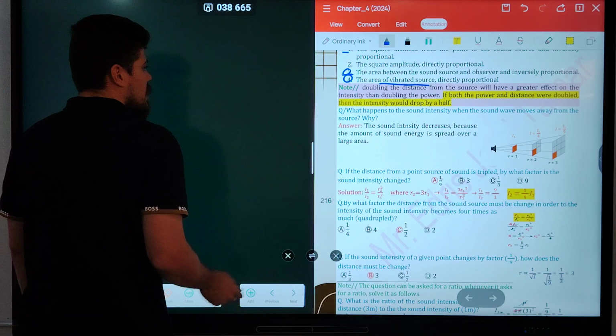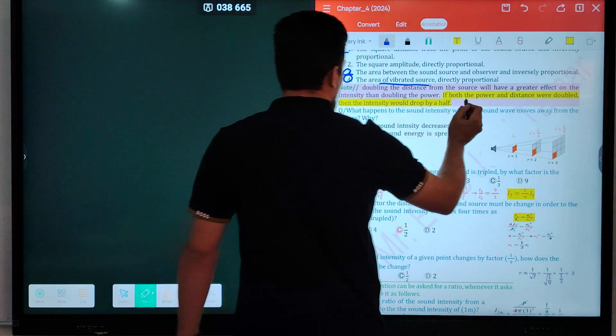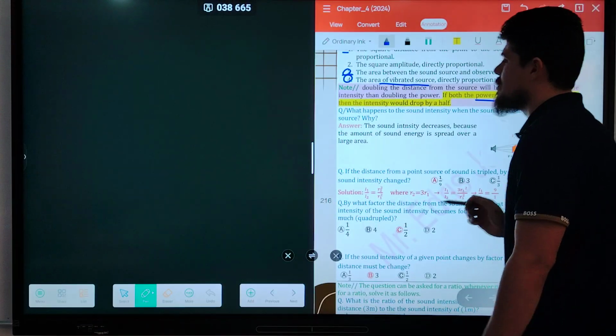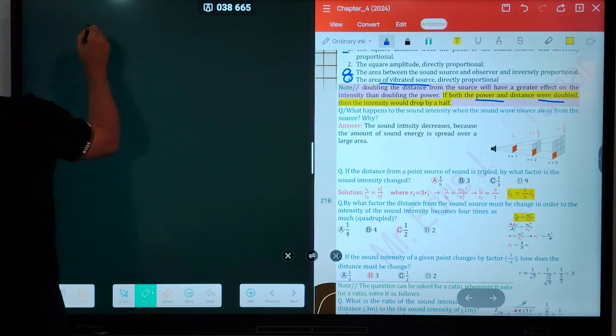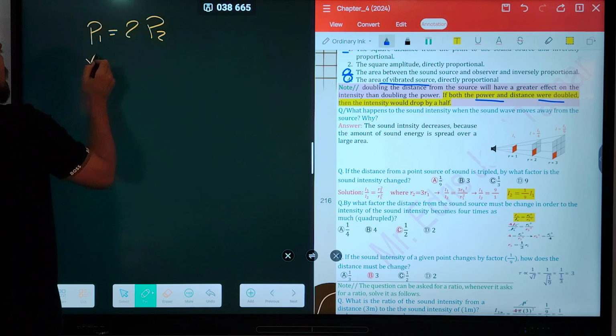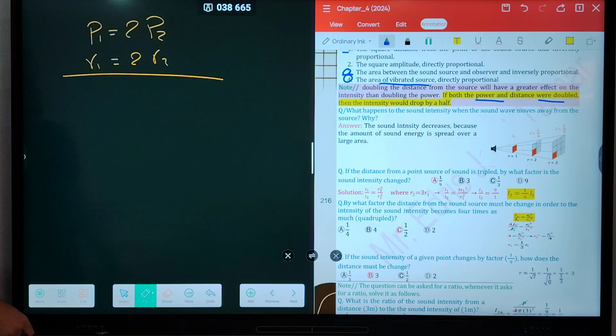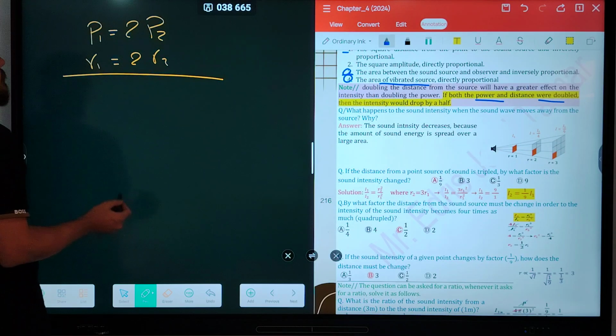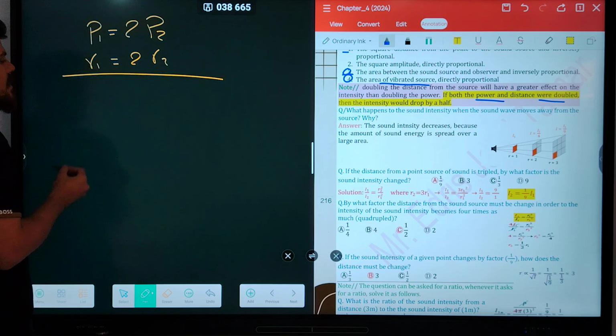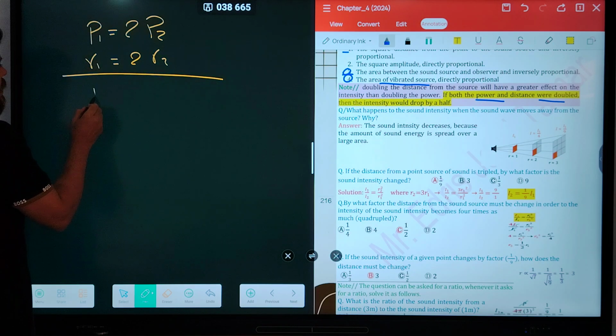Like for example, if both power and distance were doubled. For example, if P1 is equal to twice of P2, R1 twice of R2, what happens to the intensity of sound? The intensity becomes half. Why? Because the distance is more effective than the power.